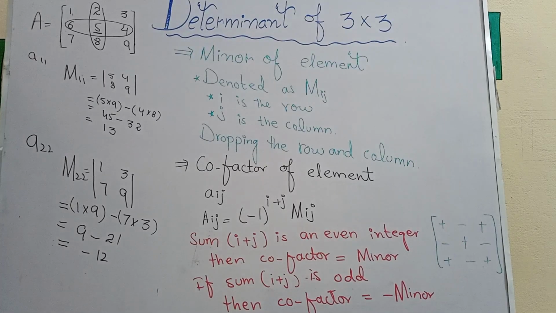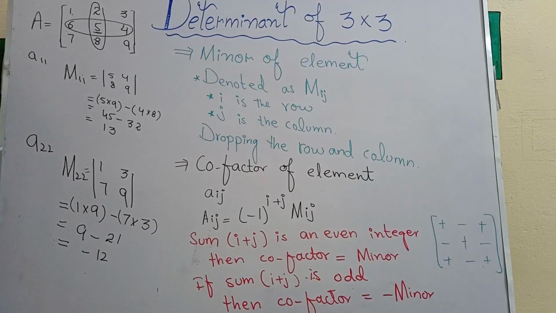So friends, in this way we are going to calculate the minor of an element. That means we have to draw the row and the column for which element we are going to calculate the minor, and then we have to write the rest of the elements into a matrix form, and we have to calculate the determinant by the simple 2 cross 2 determinant method. So in this way, we are going to find the minor. That is a must thing while solving a determinant of 2 cross 2.